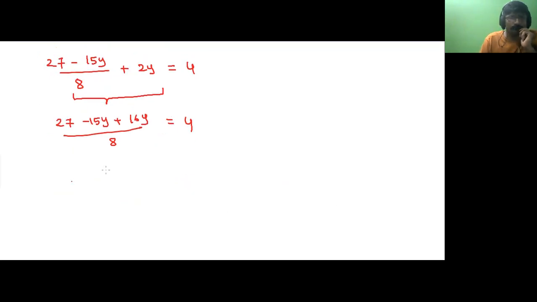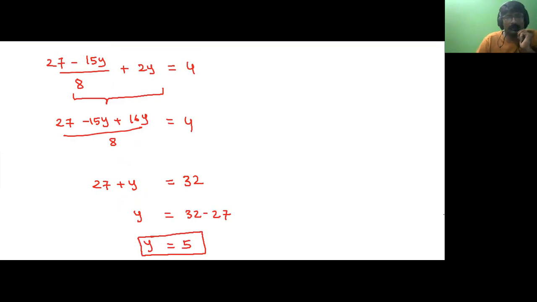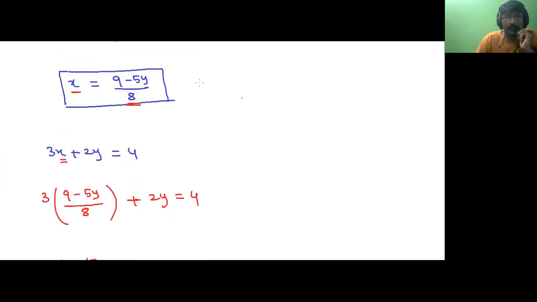And then this will become 27 plus y is equal to, now negative 15y and positive 16y will become positive 1y, isn't it? And 8 4s will become 32. So y will become 32 minus 27. 32 minus 27, so it will become 5. So y is equal to 5. Once you get the value of y is equal to 5, what will happen to the x? Let's check that out. What happened to the x? So we'll have to plug the value of y is equal to 5 over here.